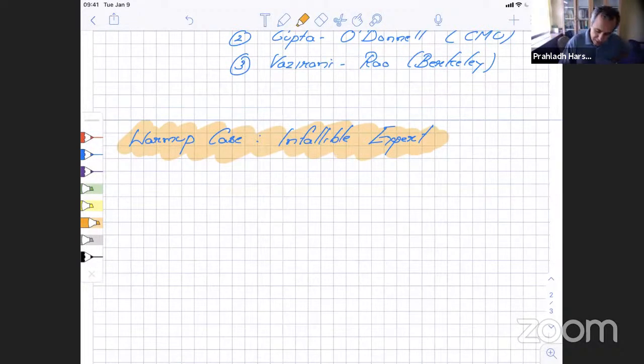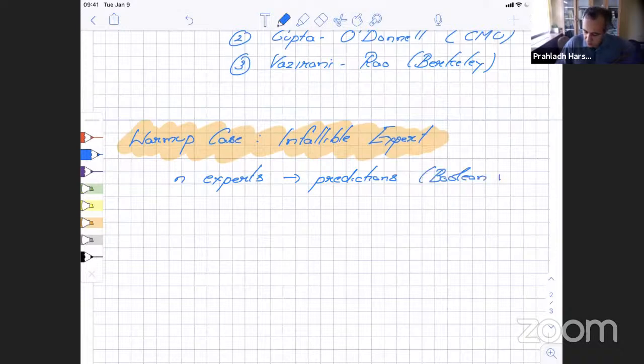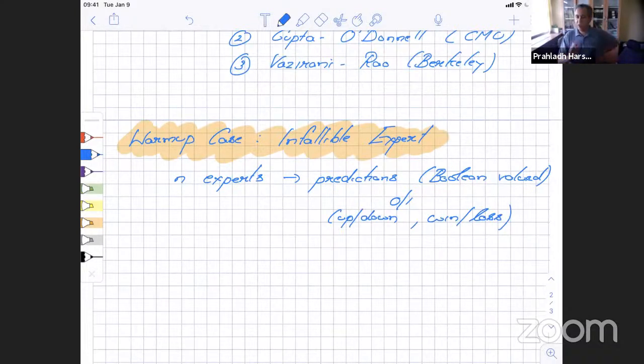So let's state it. Let's assume there are n experts. The number of experts will always use number n, and each of them gives predictions. And for now, for this part of it, let's assume that these are Boolean valued. So it's 0, 1. Basically, they are saying the stock price goes up, down. It's a win-loss sort of prediction that they are giving. It's a Boolean prediction. Each expert is giving you a Boolean value. There are n experts, and you know one of them is correct.